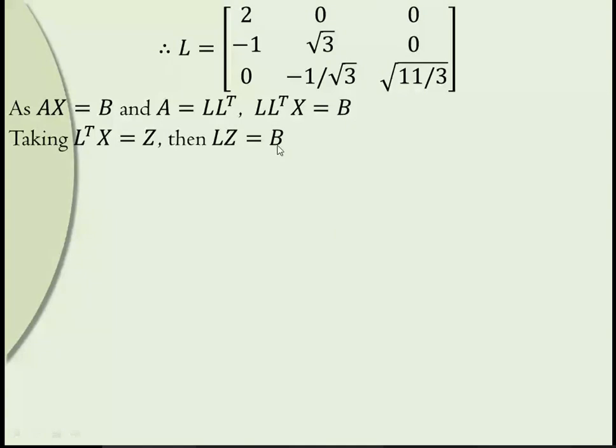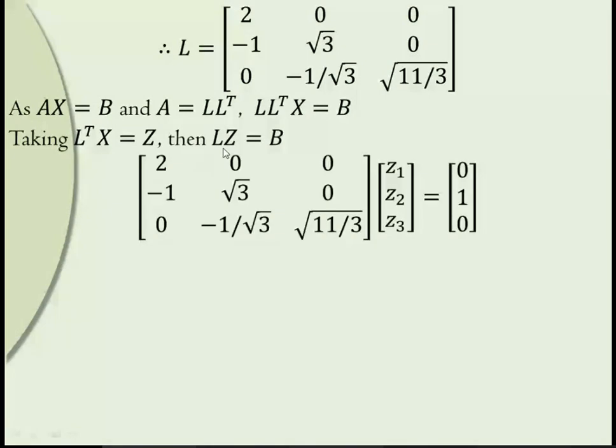Now we know what B is: 0, 1, 0, the elements on the right hand side of the equation. Z, you take it as say Z1, Z2, Z3. L we know, this matrix. So we can easily find the values of Z. Put that Z into this, we can easily get X. So first put this L in this equation. So this L into Z, take Z as Z1, Z2, Z3, equal to B.